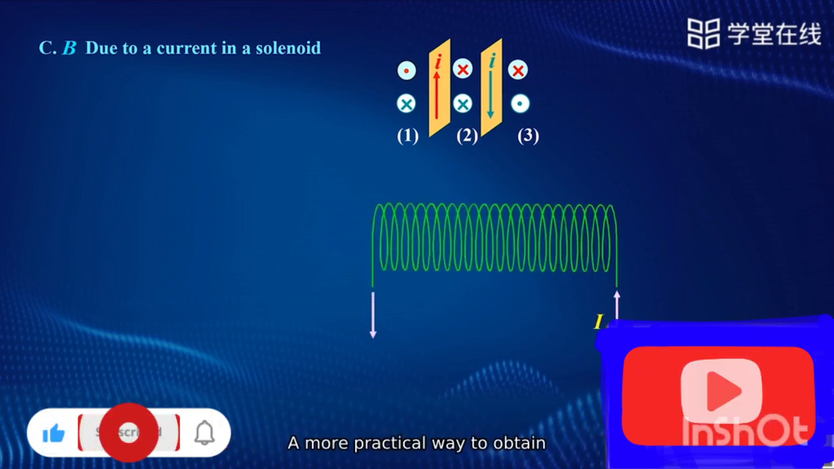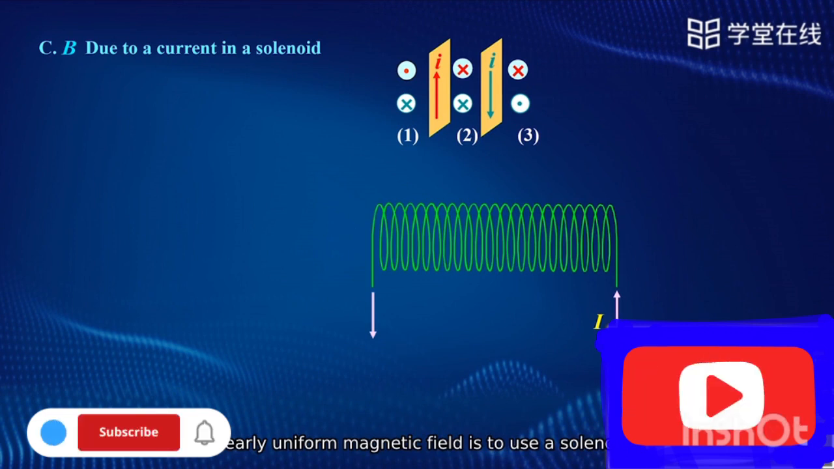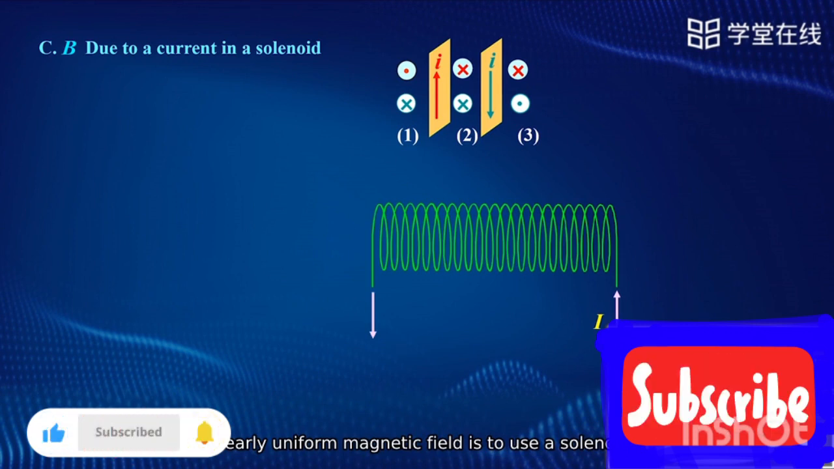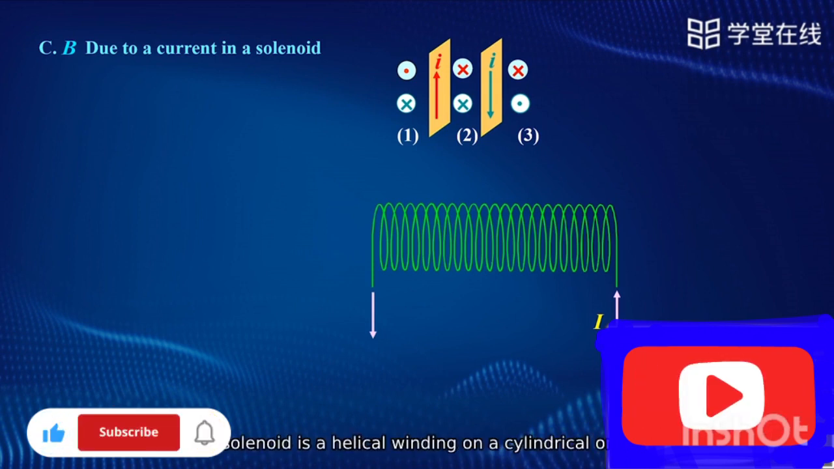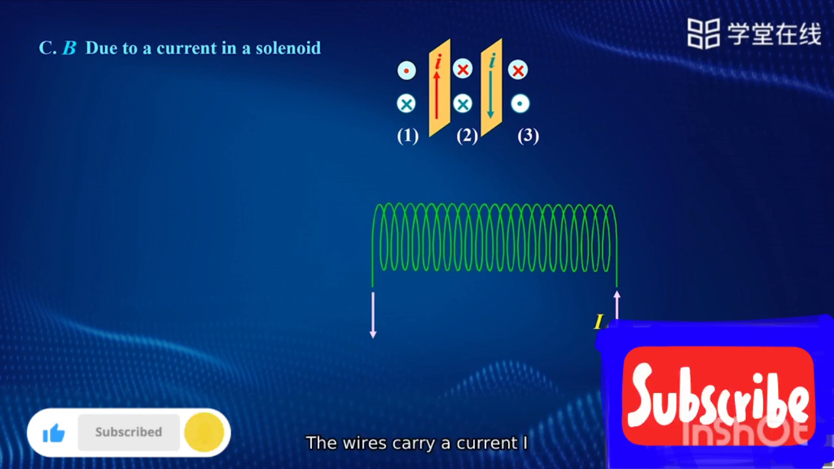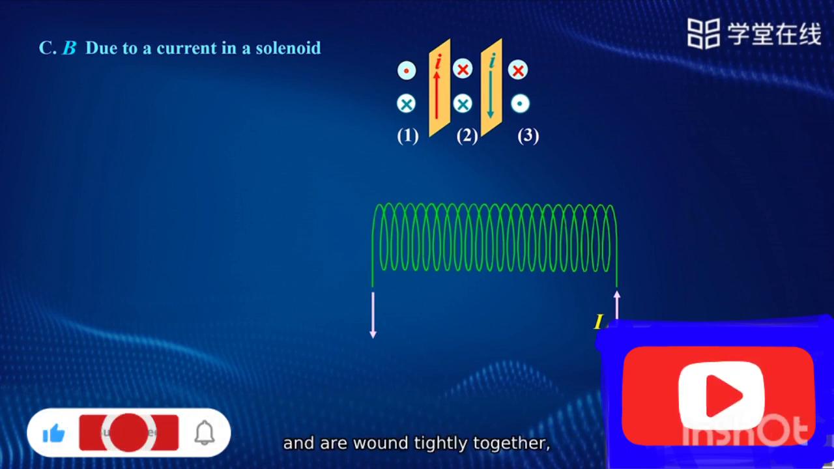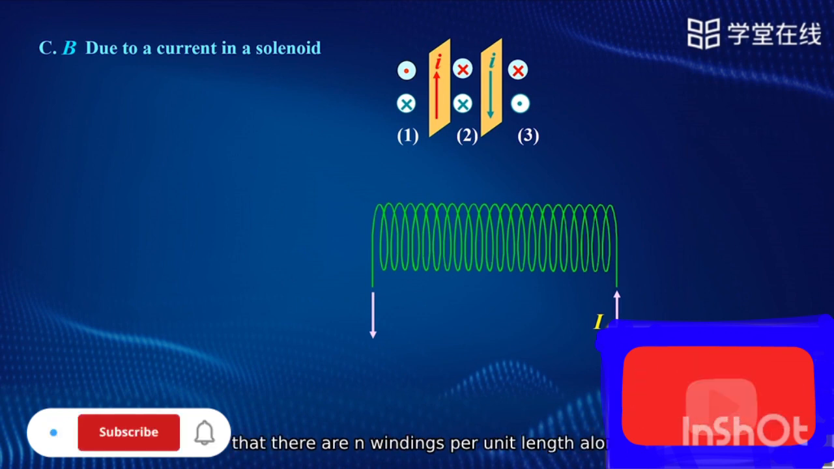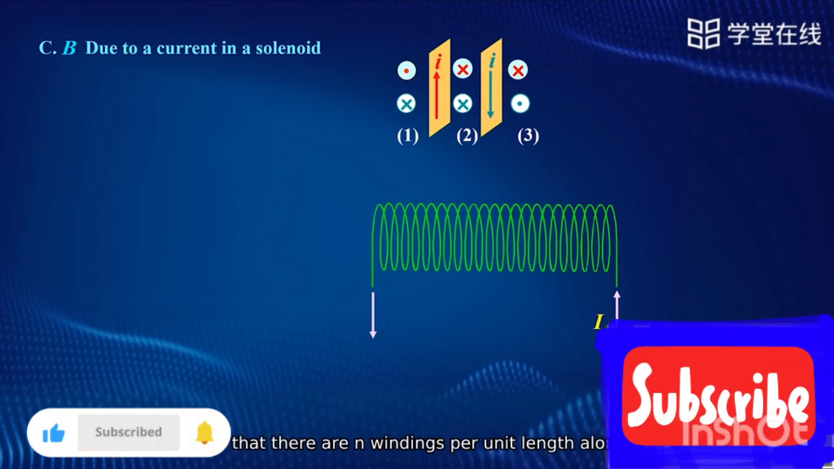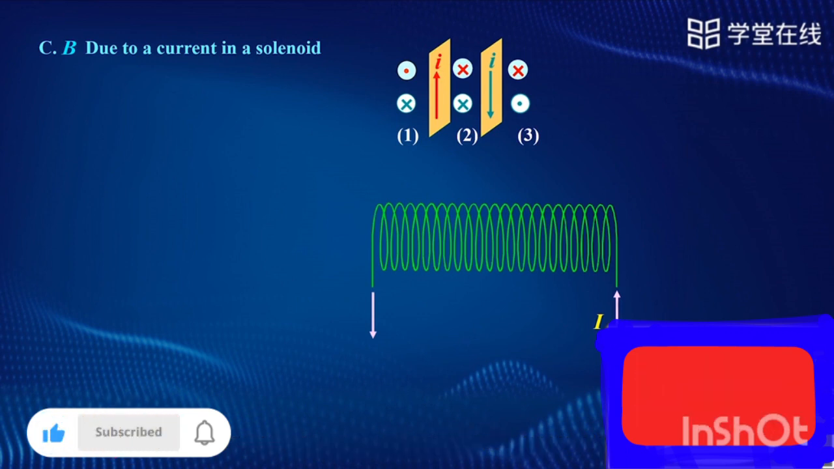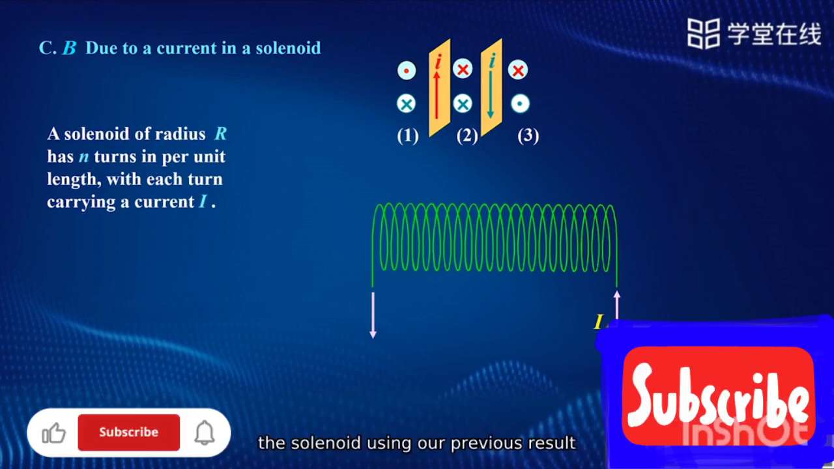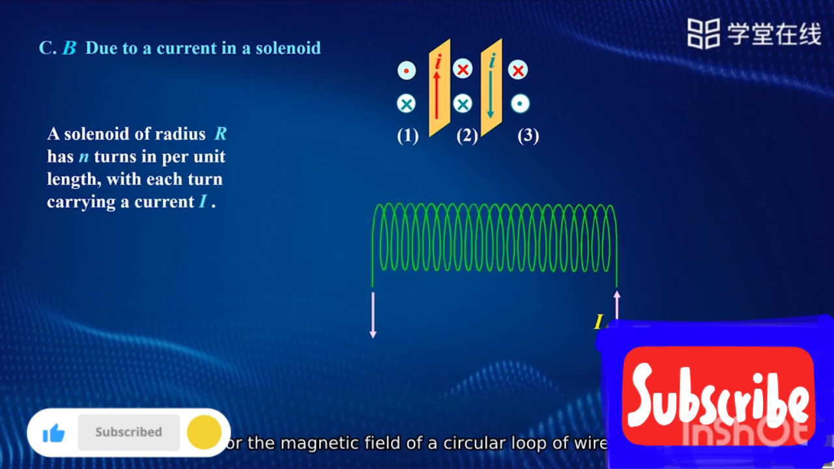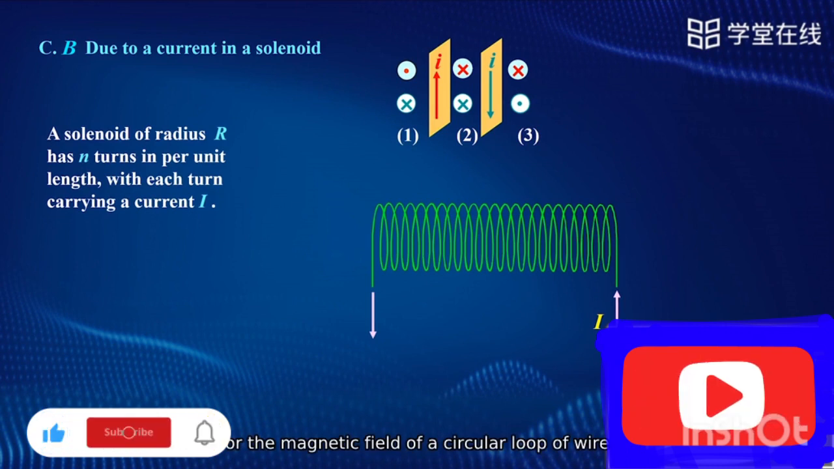A more practical way to obtain a nearly uniform magnetic field is to use a solenoid. As indicated in the figure, a solenoid is a helical winding on a cylindrical coil. The wire carries a current I and is wound tightly together so that there are n windings per unit length along the solenoid. Let's calculate the field along the central axis of the solenoid using our previous result for the magnetic field of a circular loop of wire.